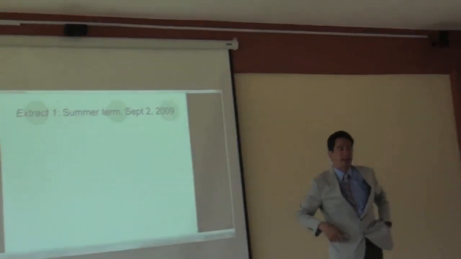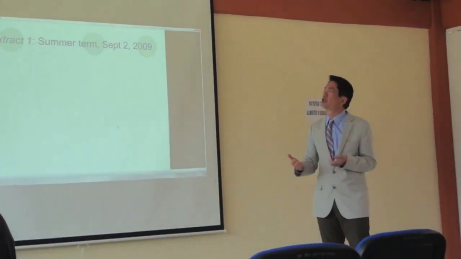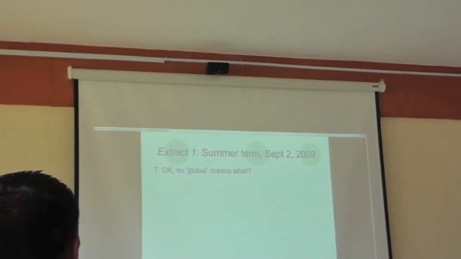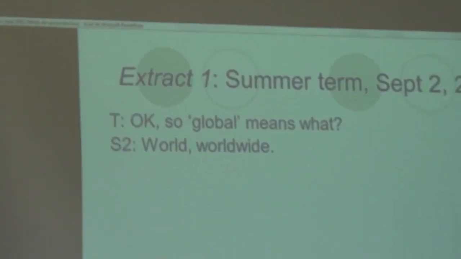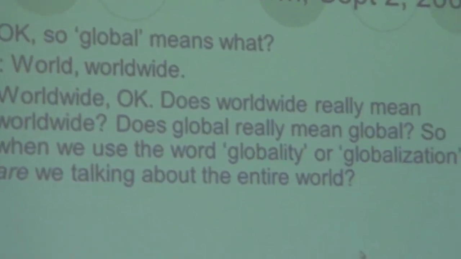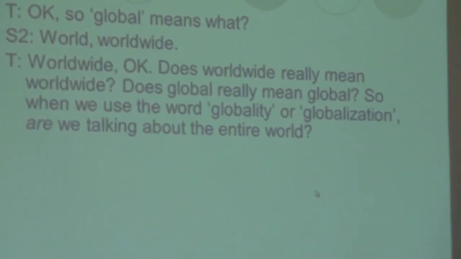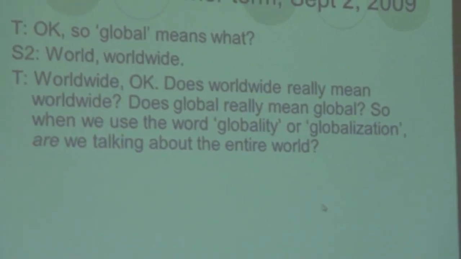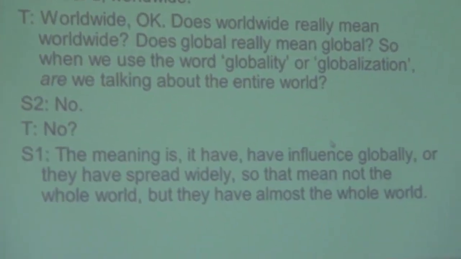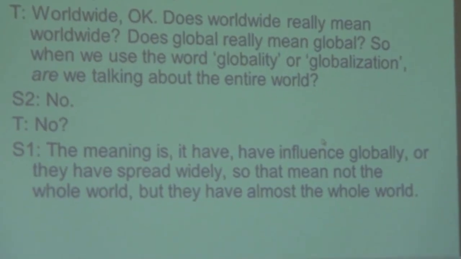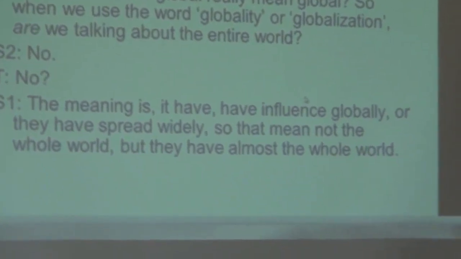All right, so we're going to take a look at how an instructor and her students address this video. The teacher asks the student, okay, so global means what? And one student says worldwide. Okay, worldwide, does worldwide really mean worldwide? Does global really mean global? So when we use the word globality or globalization, are we talking about the entire world? No. Another student says, the meaning is it has influence globally, or they have spread widely, so that means not the whole world, but they have almost the whole world.